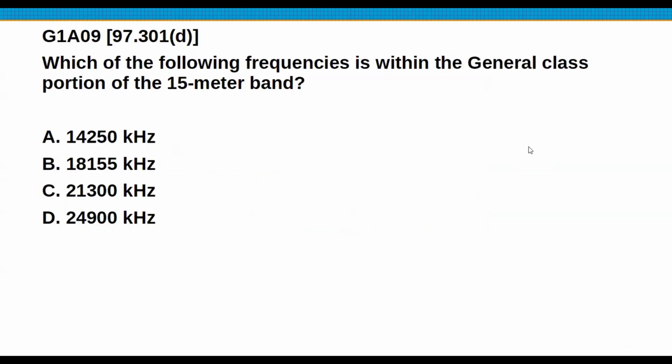Which of the following frequencies is within the general class portion of the 15-meter band? So first you have to remember what frequency is 15 meters. So that would be Charlie. So 21.3 is just above 21.275, so it's in the portion you can operate in.